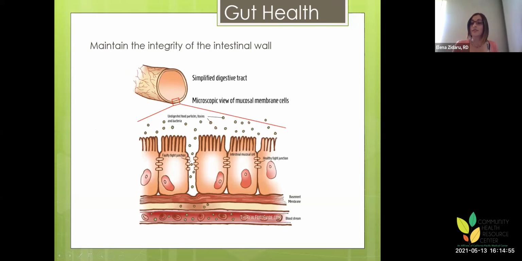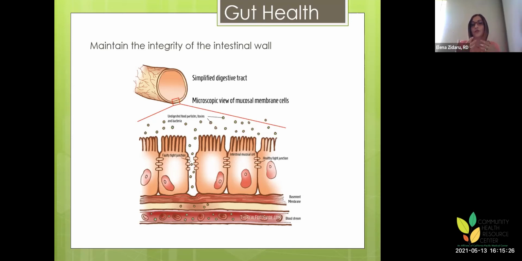So with the first one, maintain the integrity of the intestinal wall. What happens is that they can strengthen the wall of the GI tract. And we have those tight junction cells in our small intestine where most of the absorption of nutrients happens. Those are basically cells that are not completely sealed, but are not too loose. So they're kind of permeable to some extent. So then the nutrients that are digested can be easily absorbed from that small intestine into our bloodstream.